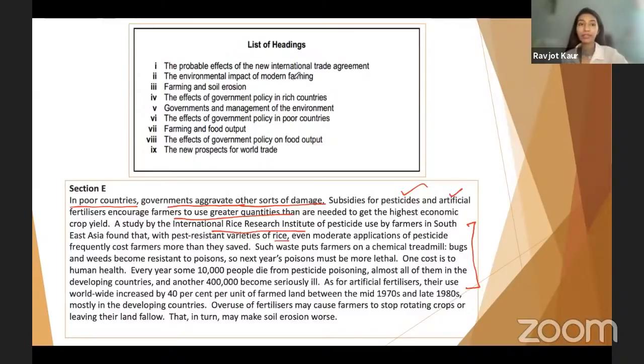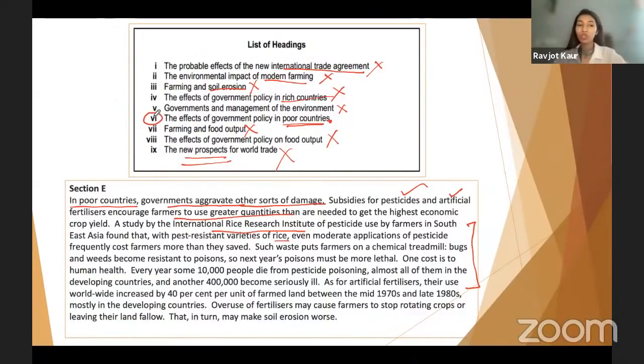What about the list of headings now? Does this paragraph talk about international trade? No. What about modern farming? No. Soil erosion, not at all. Rich countries, not at all. Governments and management of the environment, no. Effects of government policy in poor countries, yes, because it talks about poor countries only. Farming and food output, no. Effects of modern government policy on food output, no. New prospects of world trade, no. So we could easily filter it out with the sixth one.